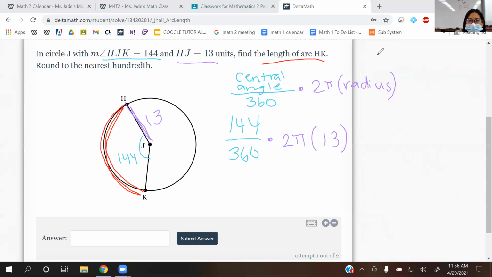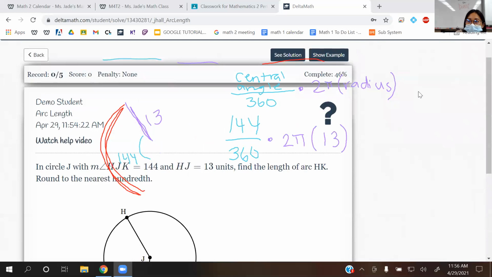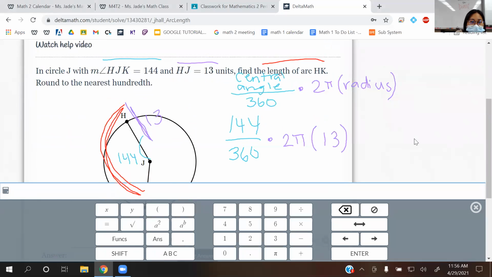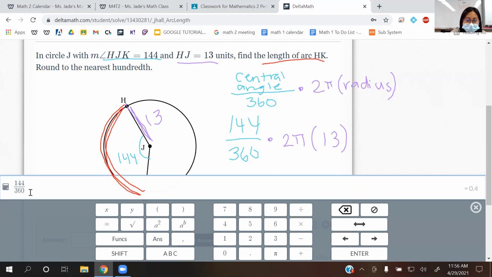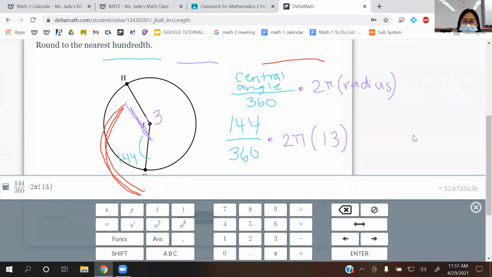And I'm just going to type that into the calculator because we don't know this off the top of our heads. We're going to round it to the nearest hundredth. So 144 divided by 360 times 2 pi times 13. I got 32.6725, whatever. We're rounding it to the nearest hundredth, that's 2 decimal places, so 32.67. The 7 stays as a 7 because the following number, the 2, is a small one. So 32.67.